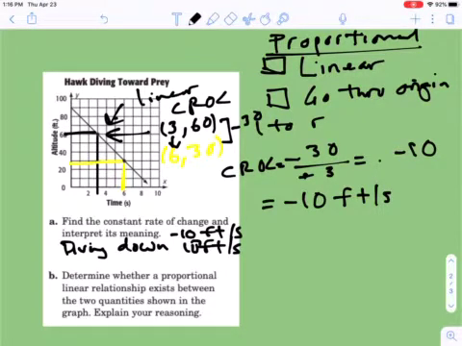A lot of times when you're talking about velocity and things like that, the negatives and the positives basically indicate direction. And you'll discover that when you take physics later on.